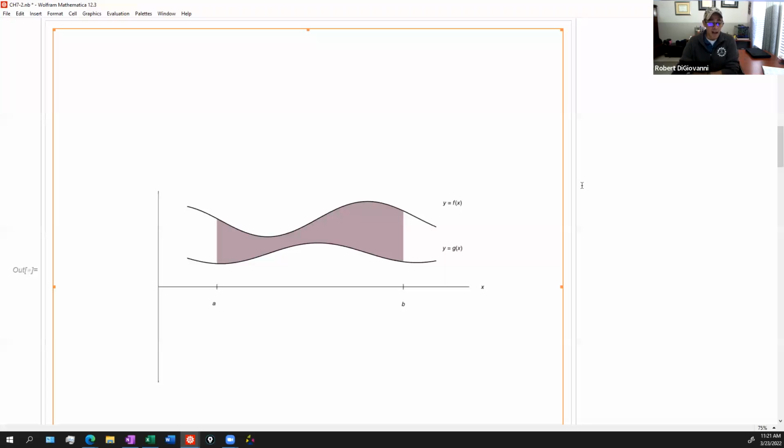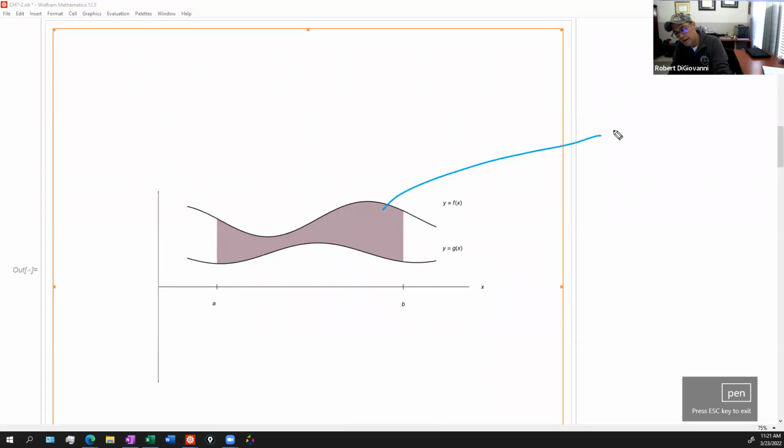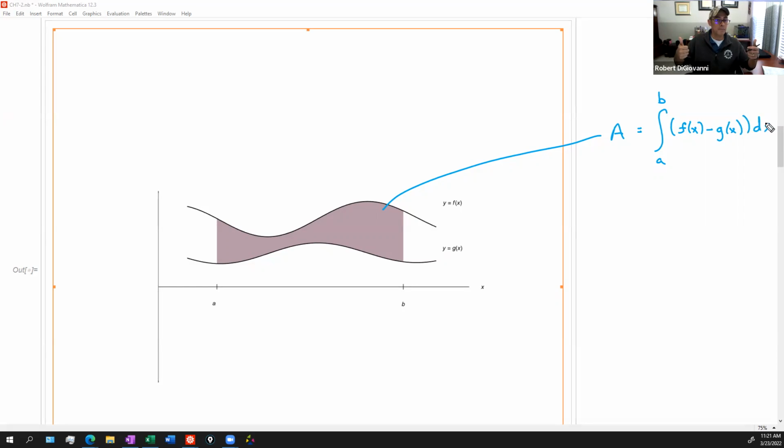All right. So last class, the whole idea was that if I gave you two functions, a top function and a bottom function, or if they were functions of y, a right function and a left function, we should be able to find the area of the region between them, between two points, right? Like for here, it would be from A to B. So the area of that would be the integral from A to B of that top function f of x minus the bottom function g of x dx. Yes? We studied that already.